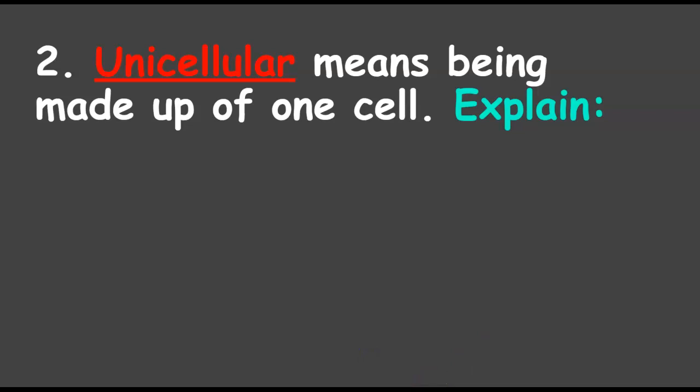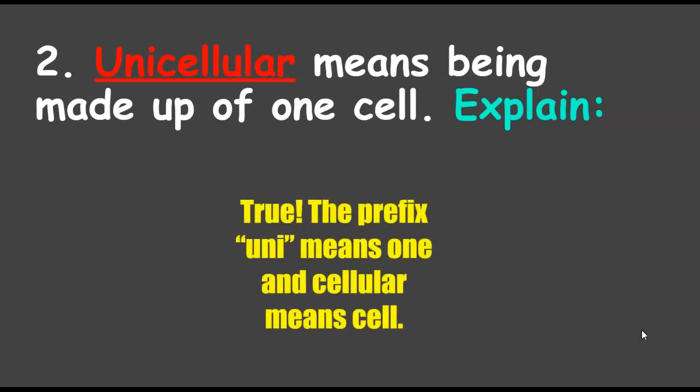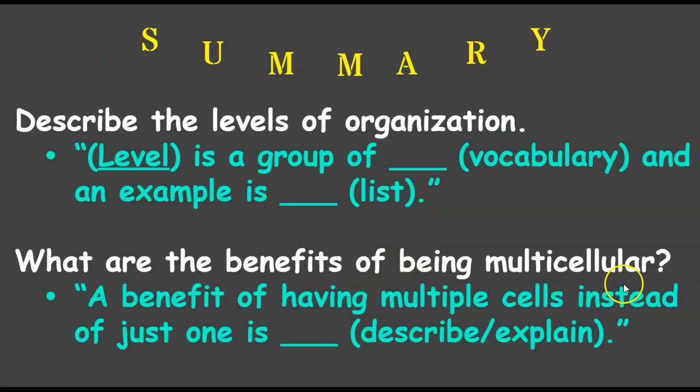Number 2, unicellular means being made up of one cell. True or false? On the right-hand side. This one is going to be correct. True. Uni means one. Think of like a unicycle. There's only one wheel. So uni means one. That's the prefix. And cellular means cell. Think of like a cell phone. It's a cellular device. All right, summary.